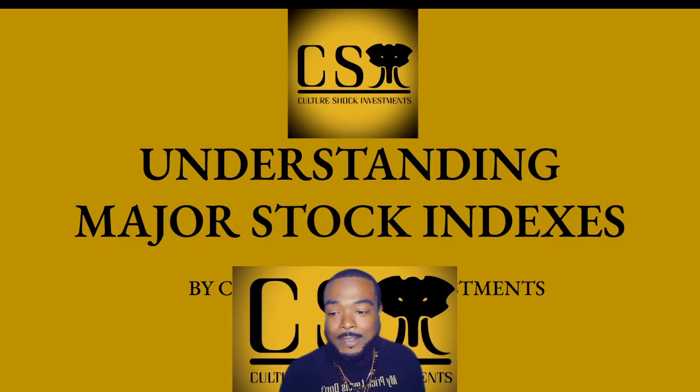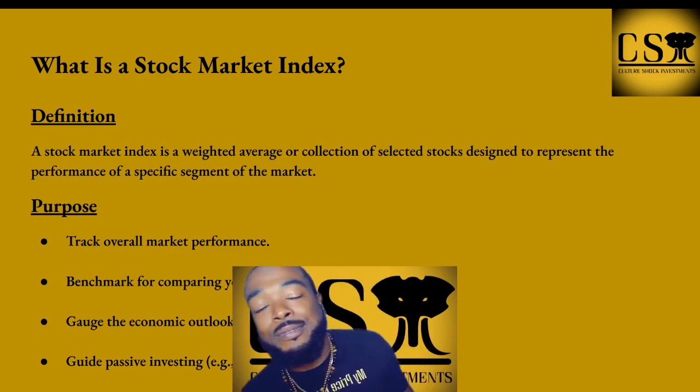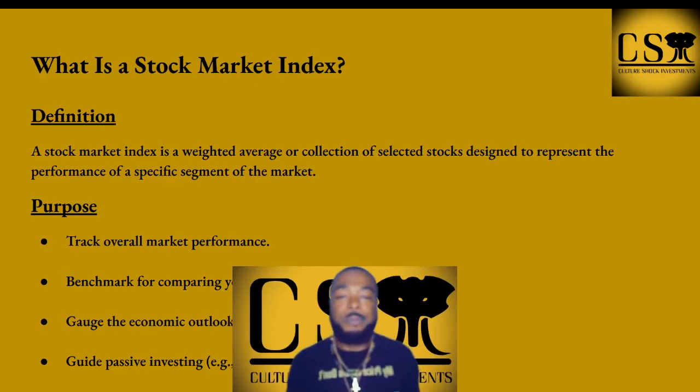So if you have major indexes out there, do you know any off the top of your head? You should think about that for a second. There are three main ones that everybody should know if you're getting into the market. Well, let me tell you what a stock market index is. Indexes are like ETFs, exchange traded funds that track the overall performance of a particular sector or a particular area of the market or the overall market.